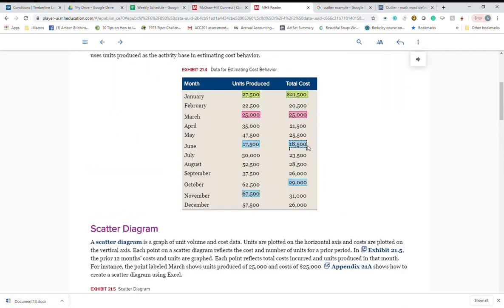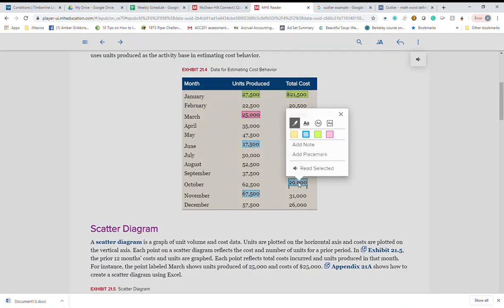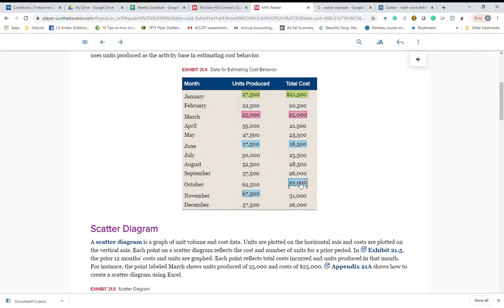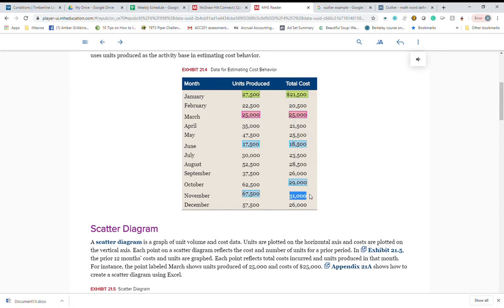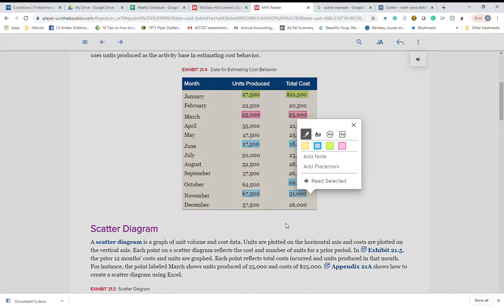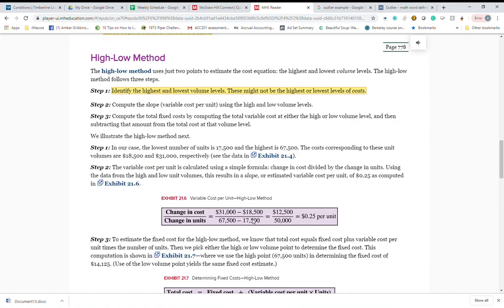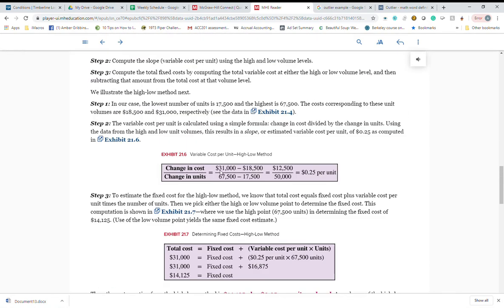Oh, I missed one. I got one wrong. Uh-oh. Let me see if I can delete that. No, I cannot. Okay, well, I'm going to go over here. I accidentally missed it. 31,000. There we go. Sorry, guys. All right, so over here, 31,000 minus 18,000 is our change in cost.